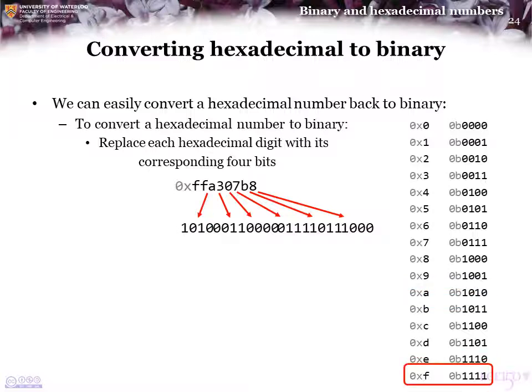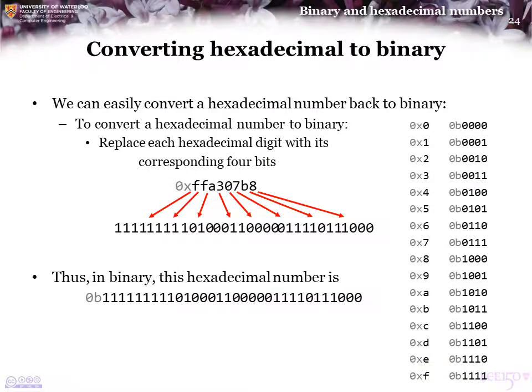F is 1111 or 4 ones, and again F is 4 ones, and so therefore the hexadecimal number FFA307B8 represents the binary number that we see here. I'm not going to try to read this out.